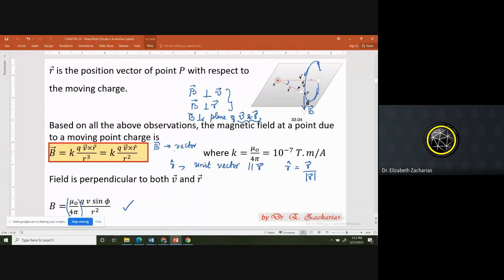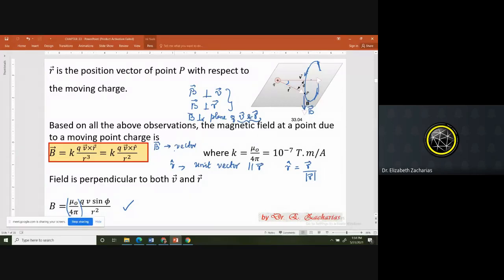Anyone opposing that? Okay, so K is equal to mu naught by 4 pi, where mu naught is actually 4 pi into 10 to the power of minus 7. So 4 pi gets cancelled. That's the reason why you get 10 to the power of minus 7. Tesla meter per ampere. So that's the unit of K.